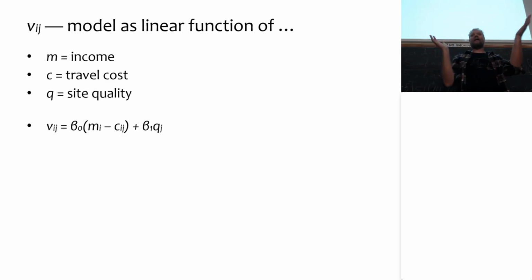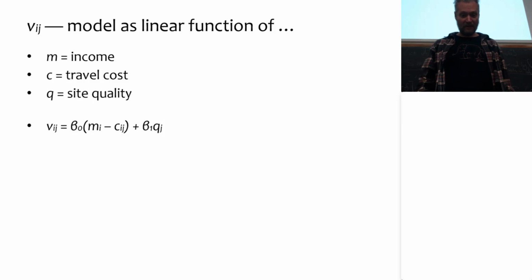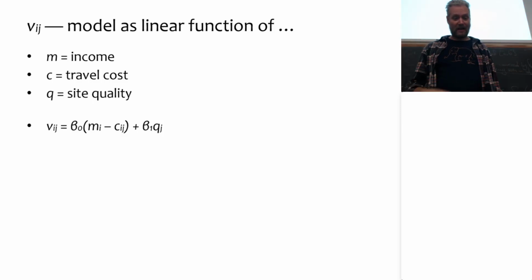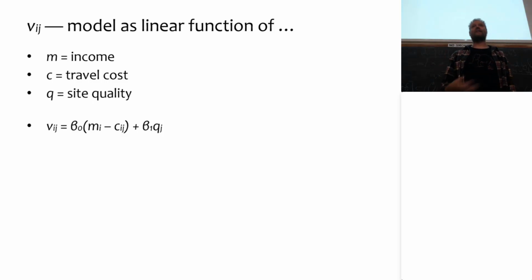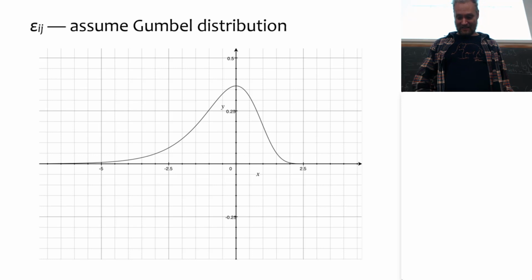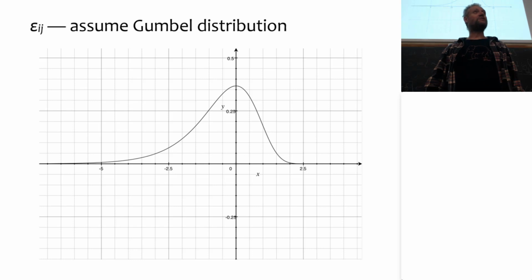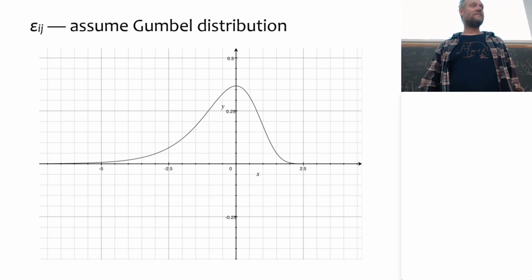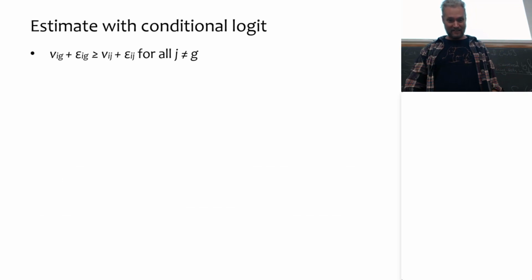And then you can make a model, in this case a linear model of V. Income can get in there, travel cost can go in there, site quality can go in there, and so on and so forth. For the epsilon, you assume that it follows a Gumbel distribution, and you may wonder why. Very simple. If you assume something different than a Gumbel distribution, you can't solve the equations. It's nothing to do with data fitting or anything. This is what McFadden sorted out a long time ago, that if you assume this Gumbel distribution, the mathematics are nice. If you assume something else, the mathematics are not nice.